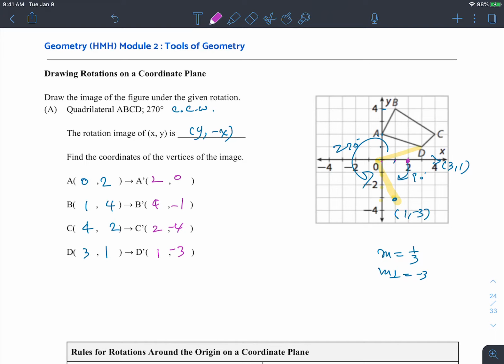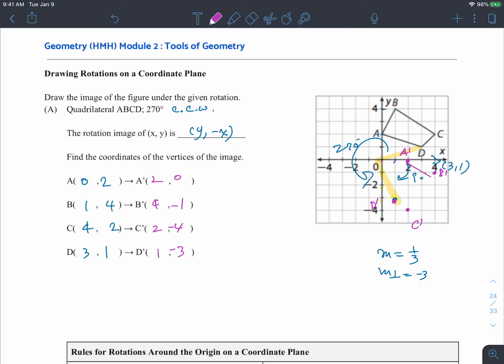B prime is 1, 2, 3, 4, -1, that's B prime. C is 2, -4, which is right there. And D is 1, 3, which is here. So this is A prime, B prime, C prime, and you know what? Let me erase this part right there, right? And that is D prime.